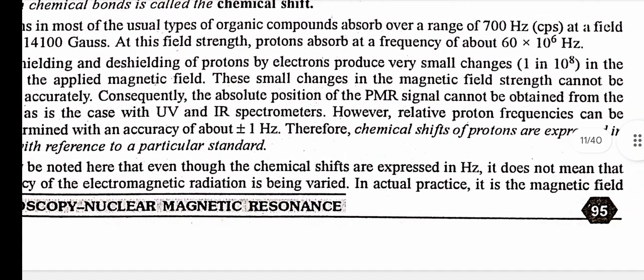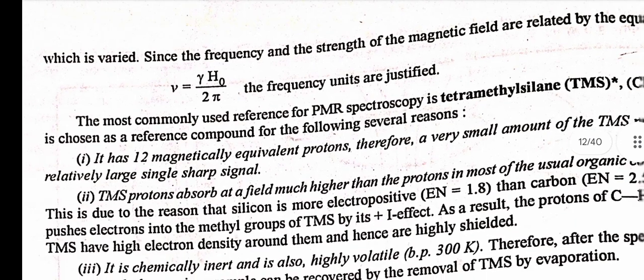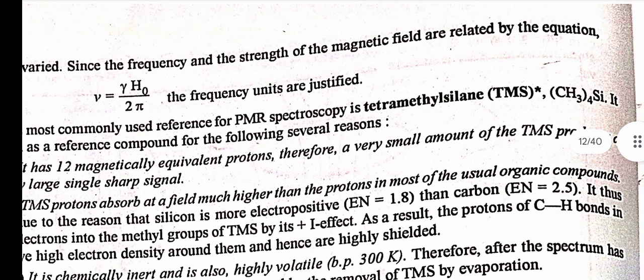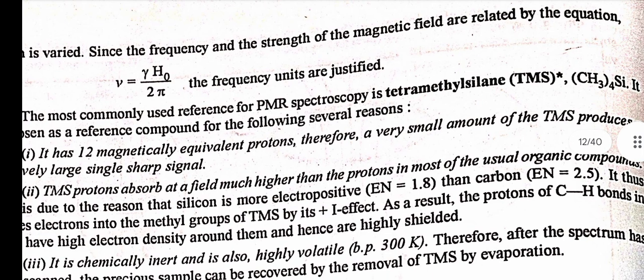In actual practice, it is the magnetic field which is varied since the frequency and the strength of the magnetic field are related by the equation ν = γH₀/2π. The frequency units are justified.